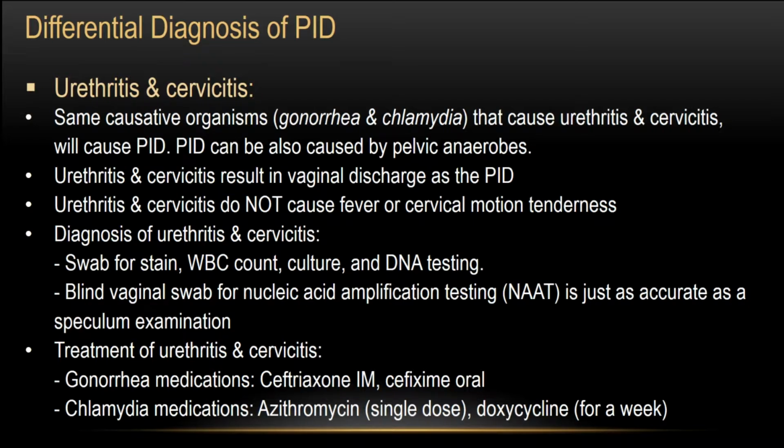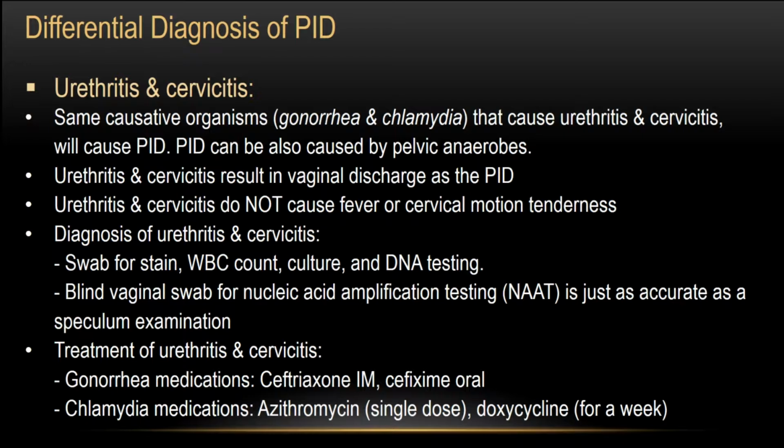And also pelvic inflammatory disease can be caused by pelvic anaerobes. So urethritis and cervicitis will result in vaginal discharge, but when you have only urethritis and cervicitis, they will not cause fever, and there will not be any cervical motion tenderness. So simply to diagnose urethritis and cervicitis, what do you need? You need to swab for stain and white blood cell count and culture and DNA testing of this discharge. So a blind vaginal swab for nucleic acid amplification testing is just as accurate as the speculum examination.